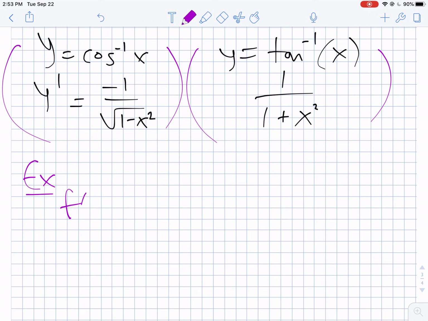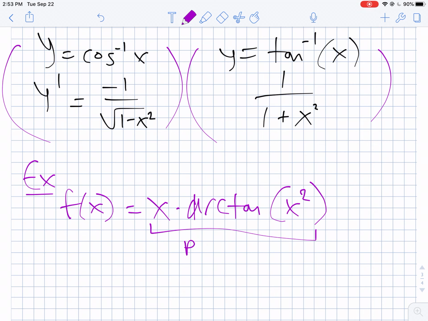Okay, so let's go ahead and do a couple other ones here, maybe just one more example with an inverse tangent. So say I tell you the function is x times arc tangent of x squared. Okay, so we're going to have to do a product rule on this. And again, most of your homework is going to be product rule and chain rule using inverse tan, inverse cos, inverse sine.